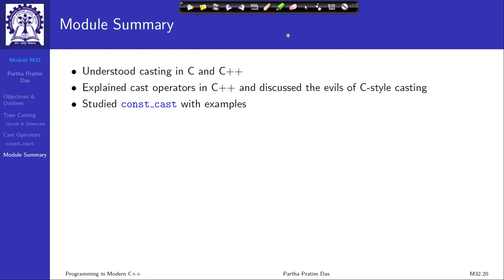To summarize, we have understood casting in C and C++. I am trying to bring out the different nuances and differences, and having seen the summary of different C++ operators, we have just studied const cast with examples, and thank you very much for your attention. In the next module, we will talk about the other cast operators.